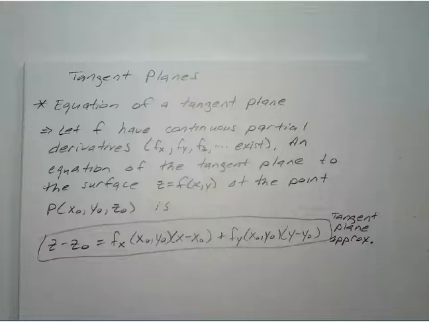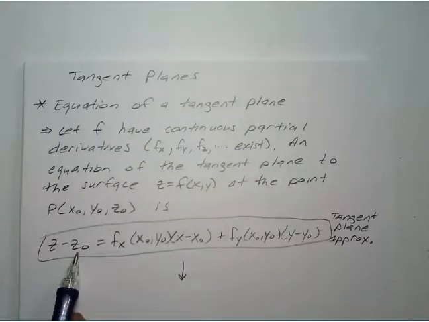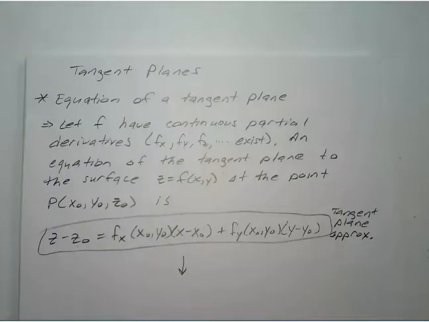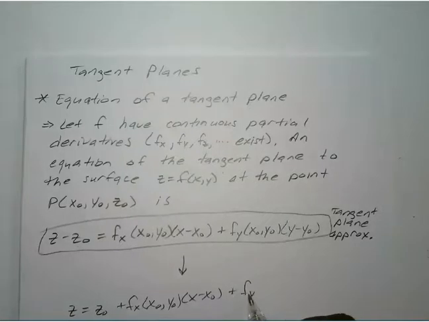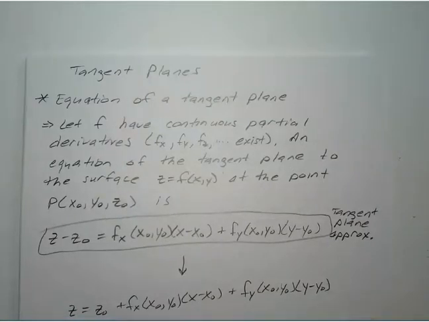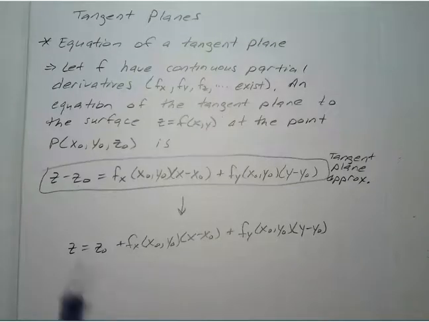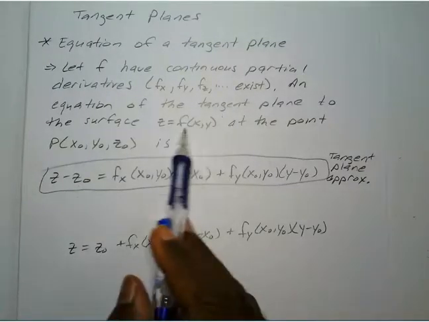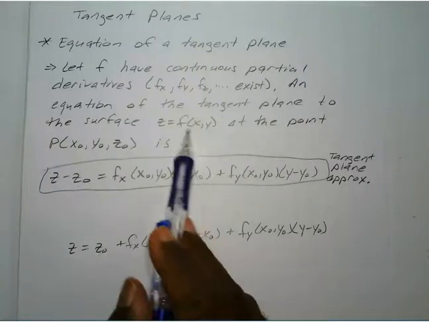Now, if we have this formula, let's say we decide to add z sub 0 to both sides and just solve for z. In other words, z is equal to z sub 0 plus the partial with respect to x at x0, y0 times x minus x0, plus the partial with respect to y at x0, y0 times y minus y0. And since we know that z is equal to f of x, y, then z sub 0 is equal to f of x sub 0, y sub 0.